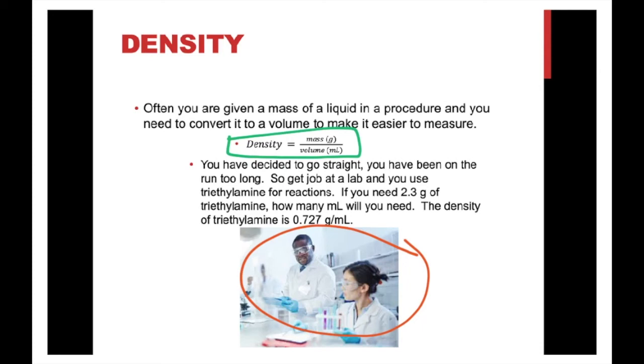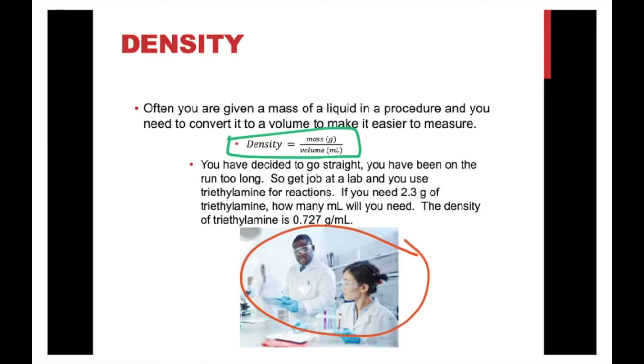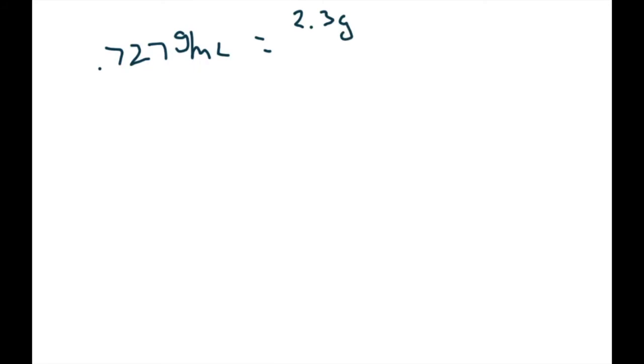0.727 grams per mL. I picked triethylamine because I'm a big loser and I remember its density from 15 years ago. So yeah, oops. Okay, so our density is going to be 0.727 grams per mL. We need 2.3 grams. 2.3 grams. And we need to figure out our volume, right? So we need to figure out basically X, right?